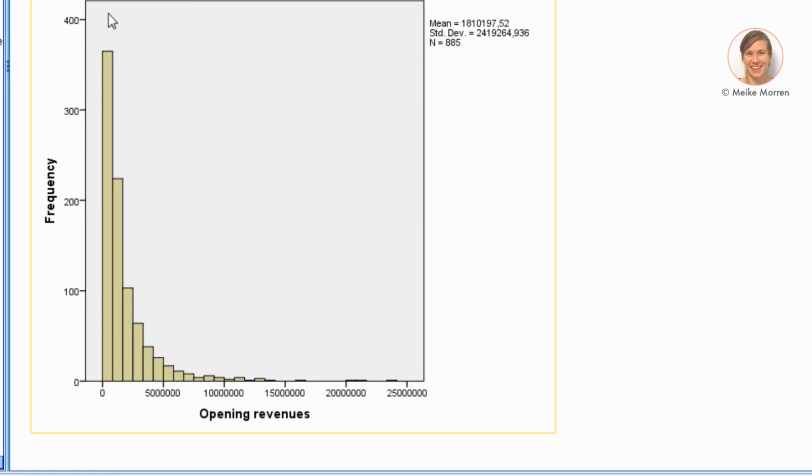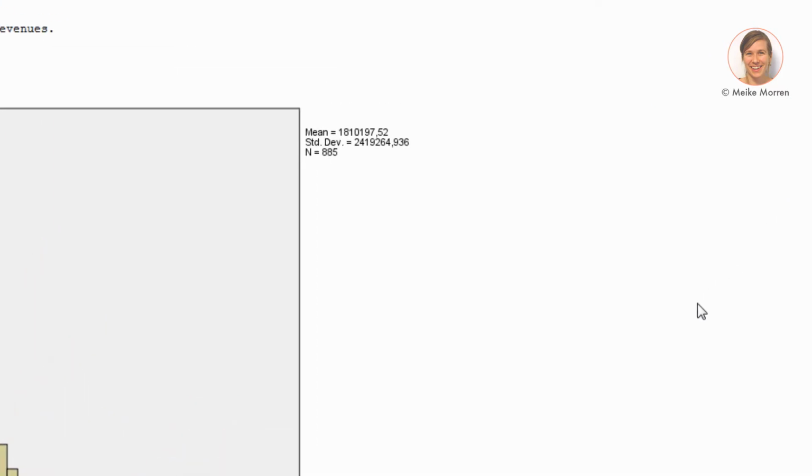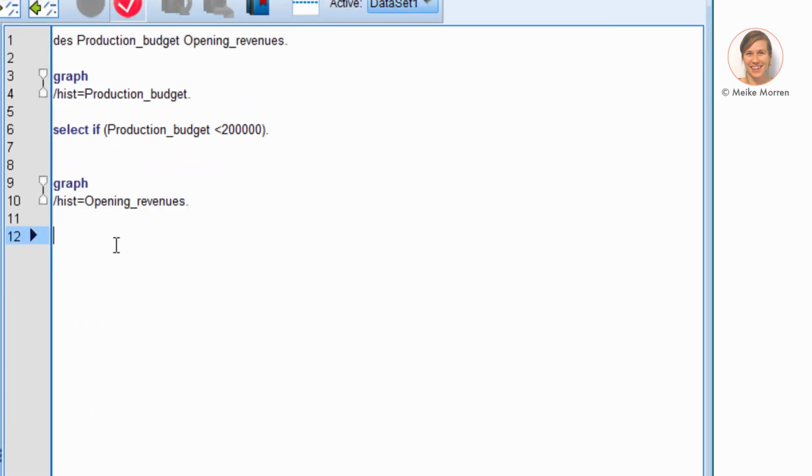As you can see, this revenue data is highly skewed. When we transform this variable with a log transformation, it becomes more normal. And since this is the dependent variable, this is very important. If the dependent variable is not normal, the errors are not normal either, and we violate the assumptions of linear regression. So let's transform this variable.